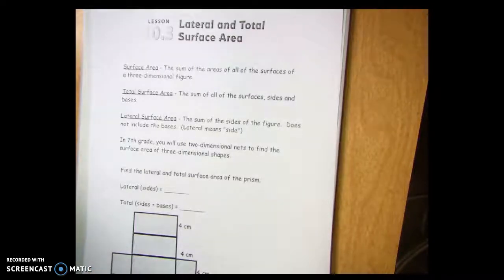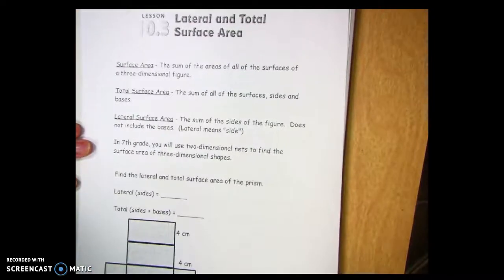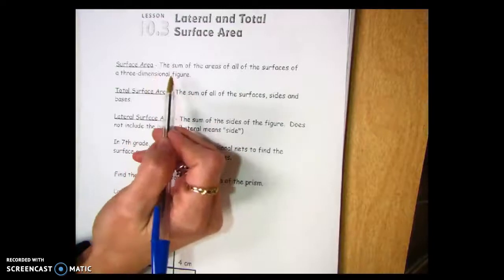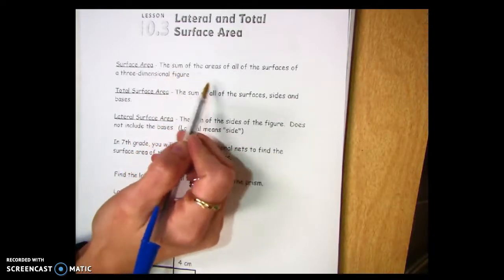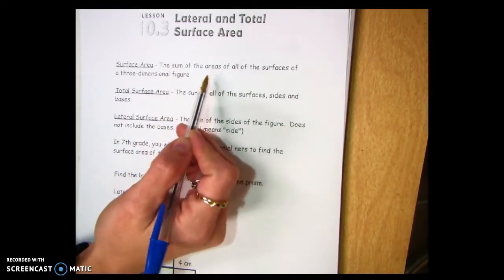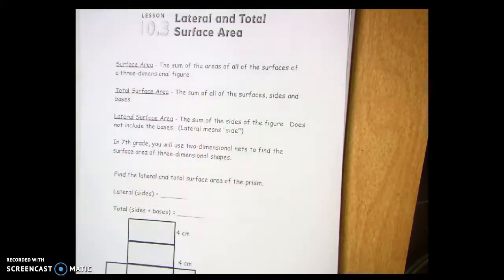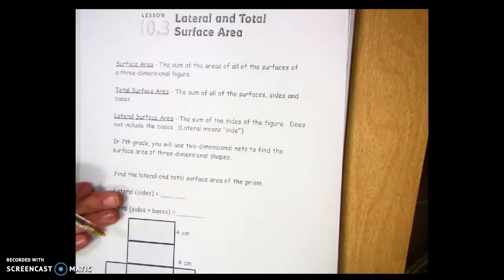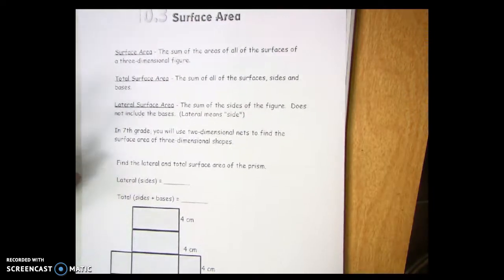Okay, the next section that we're going to be covering is surface area. Surface area is the sum of the areas of all the surfaces of a three-dimensional figure. So if you have a rectangular prism, surface area is how much the area is of all of the shapes, all of the rectangles that go around it. There are formulas for it, but we're not going to learn those until we get into 8th grade.